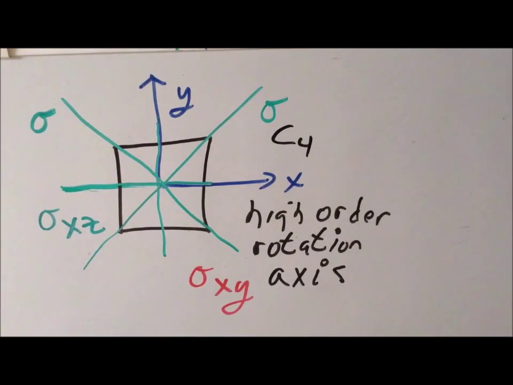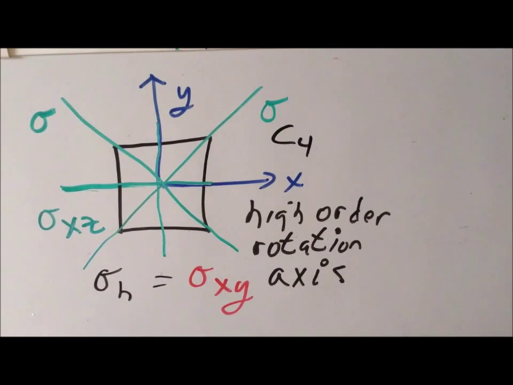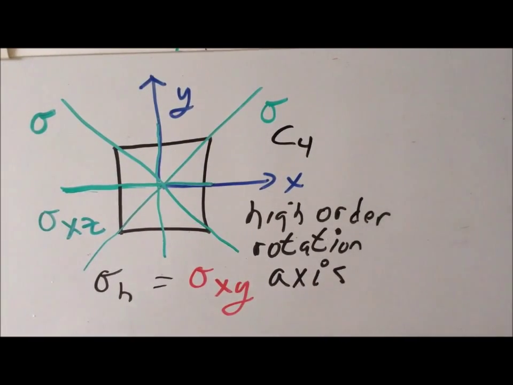Whenever we have a mirror plane that is perpendicular, normal, to the highest order rotation axis, this particular mirror plane gets a special name. In addition to naming it as sigma xy, which is definitive as far as our axes go, we also call this sigma h. And the h in sigma h stands for horizontal. Now, very, very important thing. The horizontal doesn't mean it's horizontal relative to some sort of orientation that we make of the object. It means specifically that it's perpendicular to the high order rotation axis.